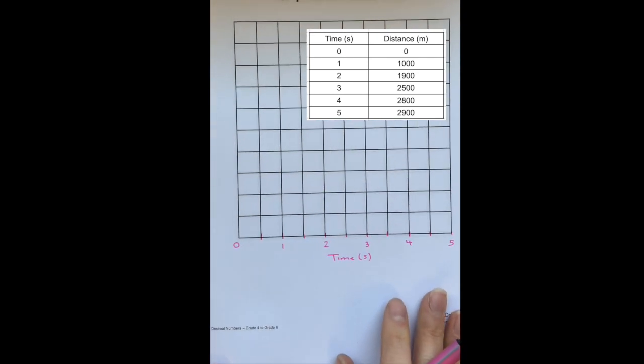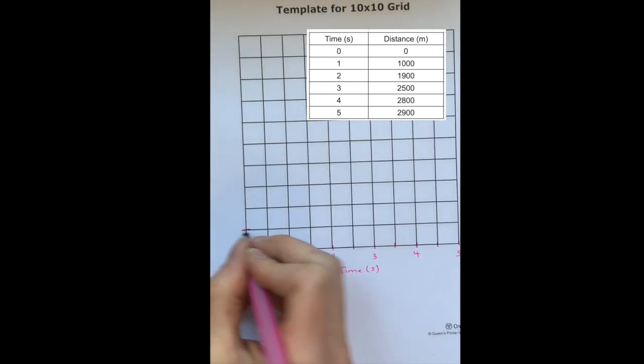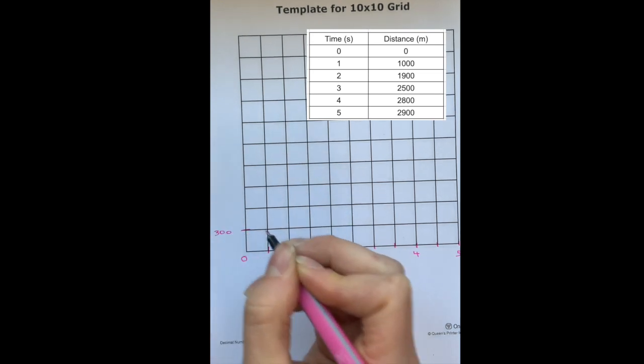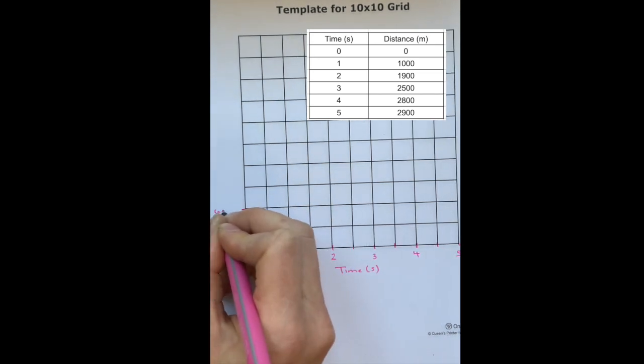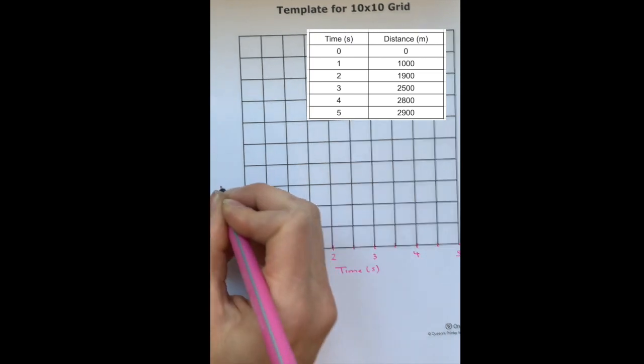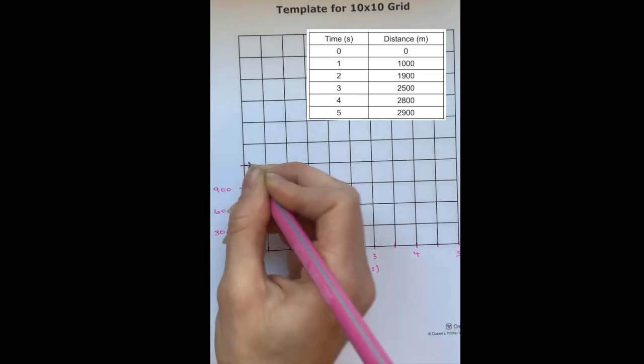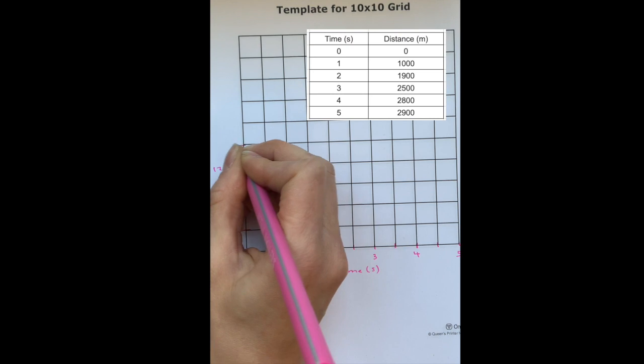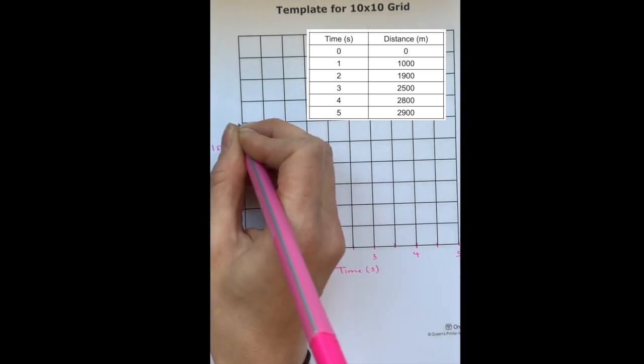I will now go ahead and repeat the process, marking each one of my squares on the y-axis with its appropriate distance unit. I also will label the whole axis with the variable, which is distance, and the unit, which we know is meters.